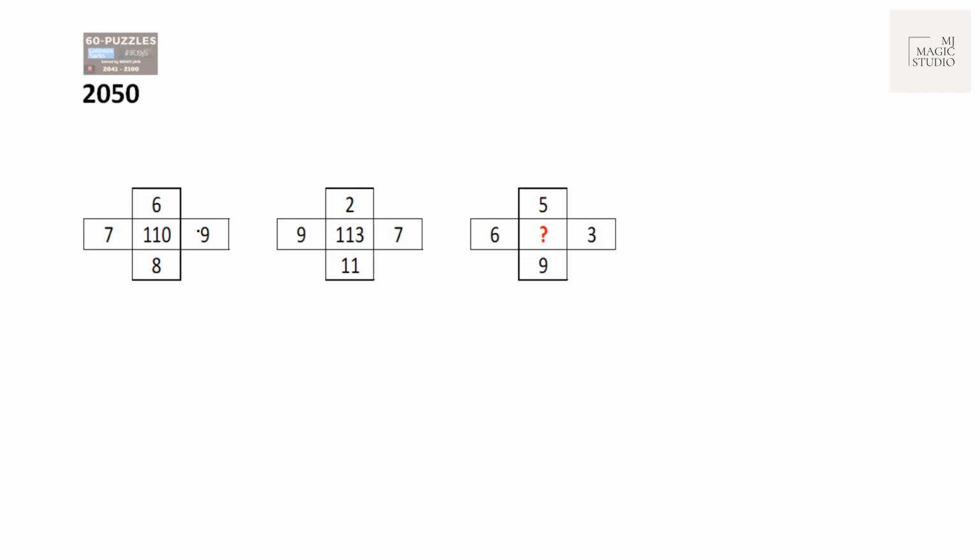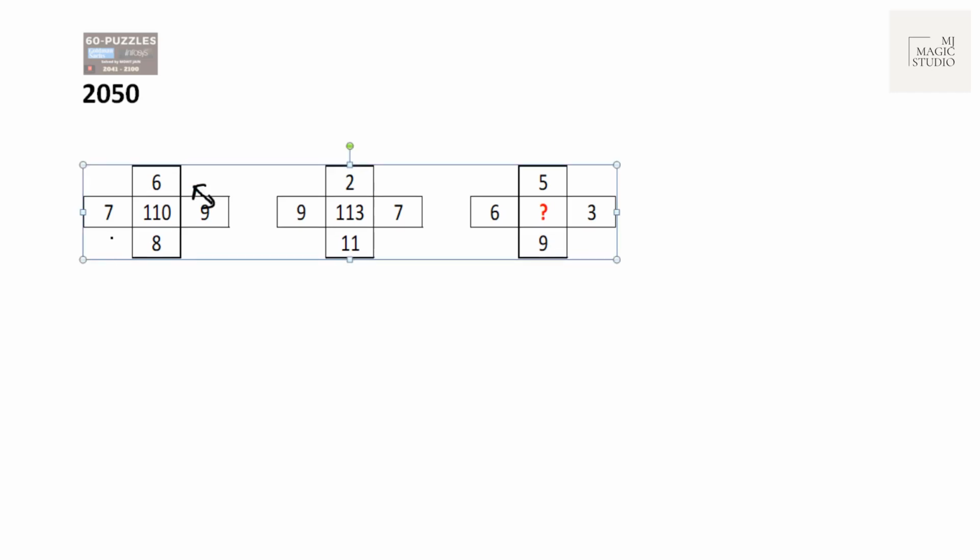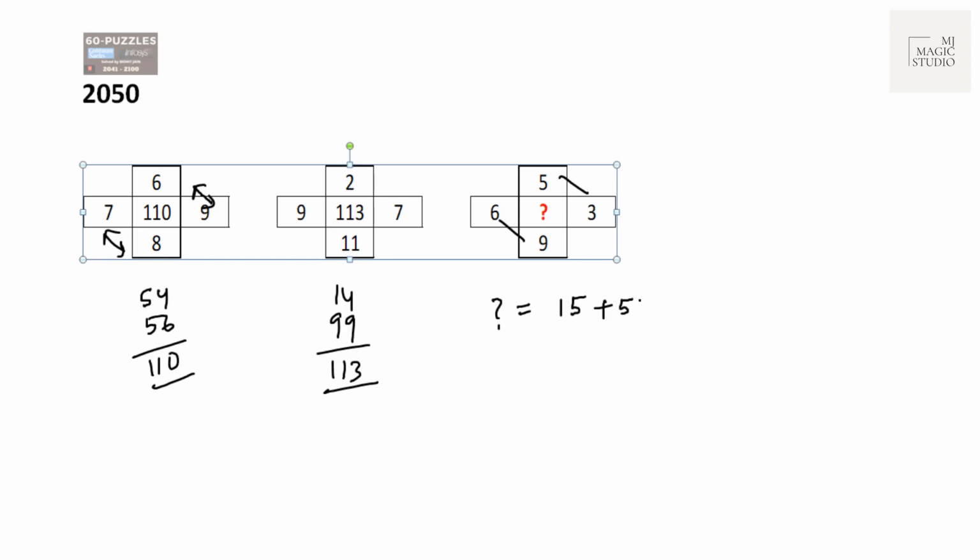110, this is 54 and 56. Wow, 54 and 56 is 110. 6 into 9 and 8 into 7. 6 into 9 is 54 and 8 into 7 is 56. That gives me 110. 2 into 7 is 14. 9 into 11 is 99. Bingo, it gives 113. That means in place of question mark, we should have 5 into 3, that is 15, plus 6 into 9, that is 54, and that is 69. 69 should be the option pick.